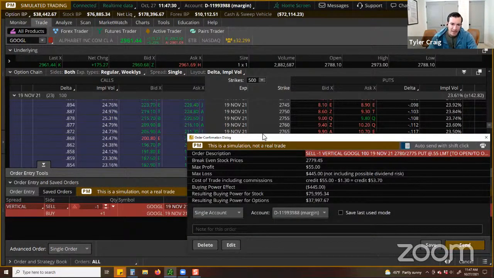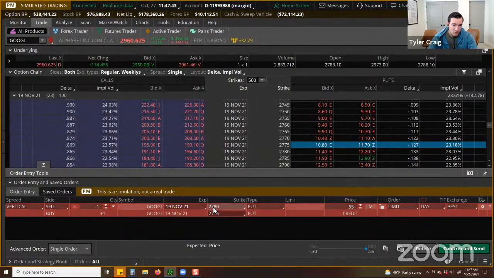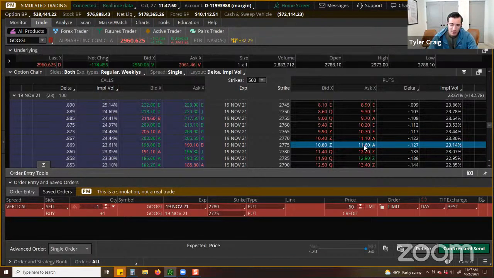I don't really have the time to go through all the nuts and bolts of how a bull put spread works, but you're essentially risking 445 to make 55 bucks. You're going to drastically cut the risk though by just getting stopped out if Google breaks below 2780. And that essentially corresponds with, well, today's low is 2788, right? So you're about 10 bucks below today's low.